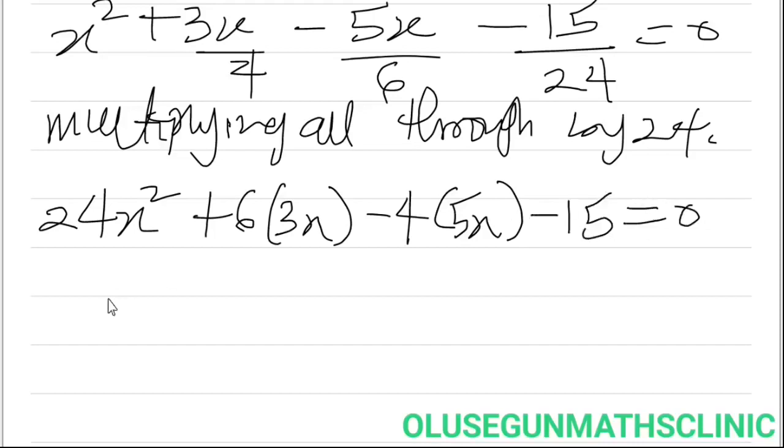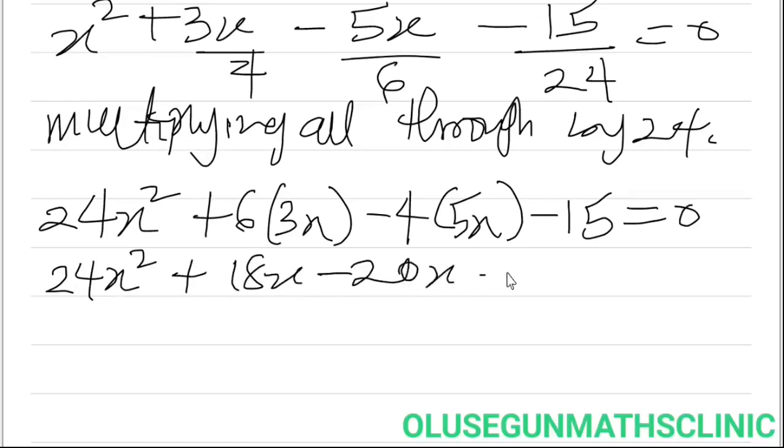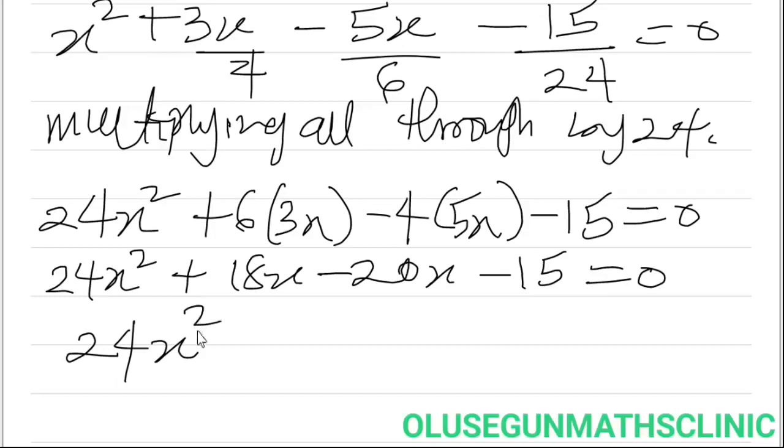So we have 24x squared plus 18x minus 20x minus 15 is equal to 0. We have 24x squared minus 2x minus 15 is equal to 0. So this is the equation formed by the roots given.